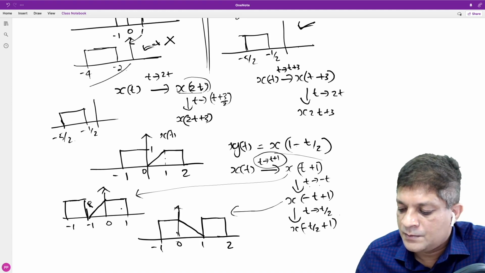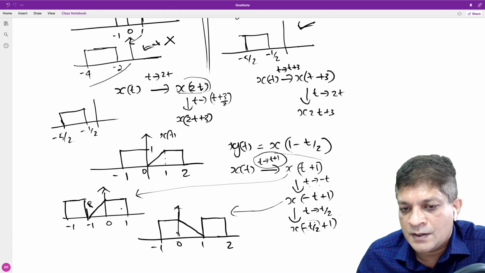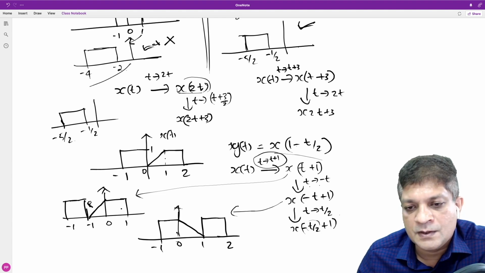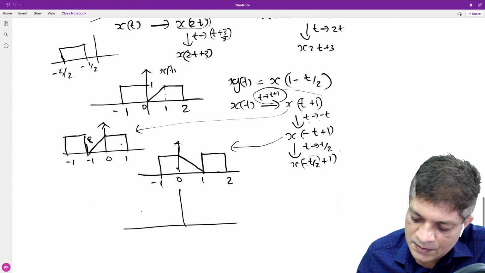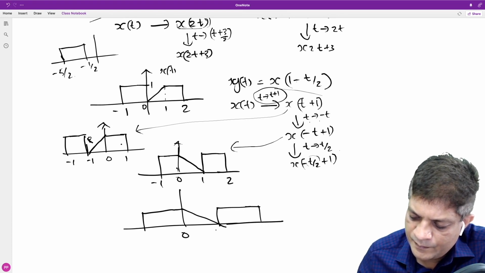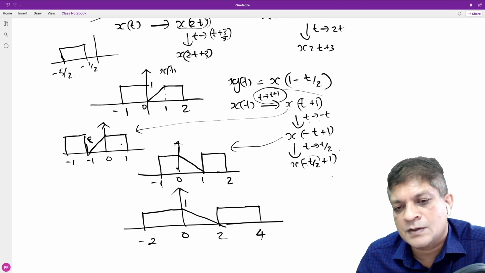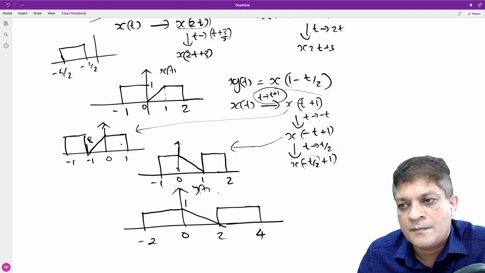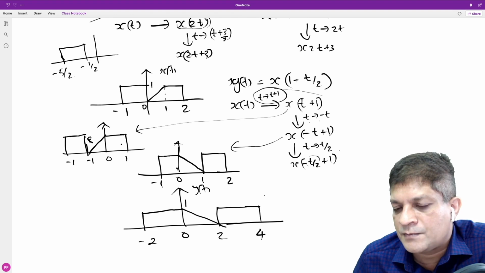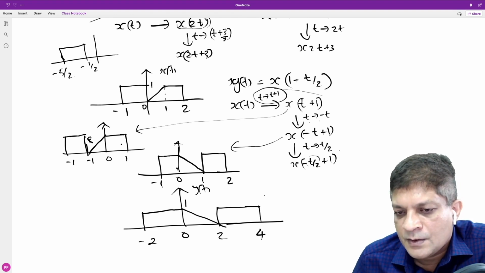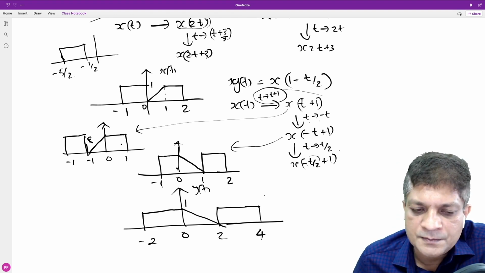And finally, we have to do the time scaling. In this case, it is an expansion by a factor of 2. So the expanded signal is this signal. You can do it in any order. If you do the scaling and shifting properly, you should get the same answer.